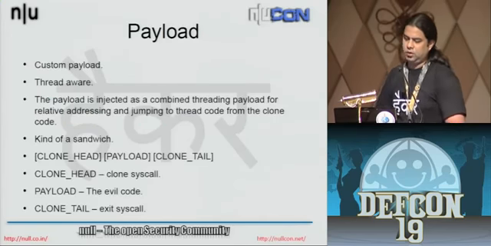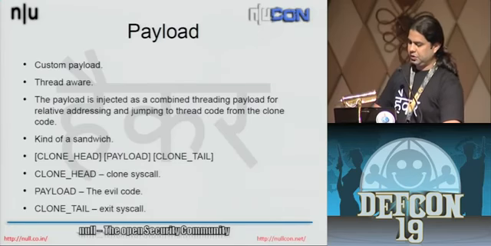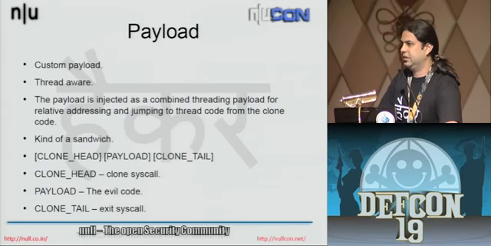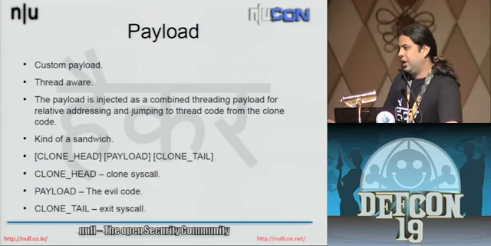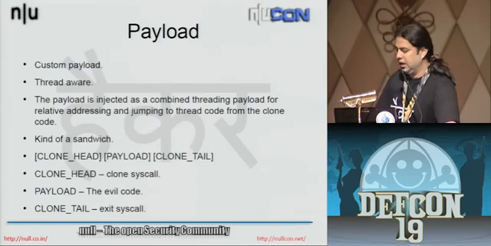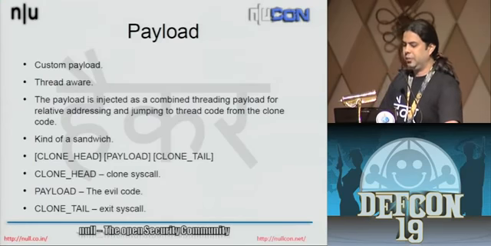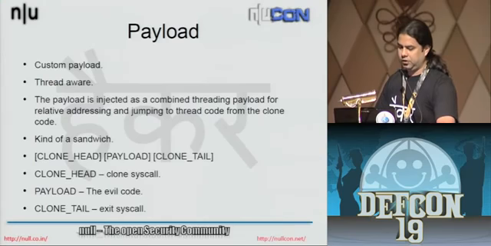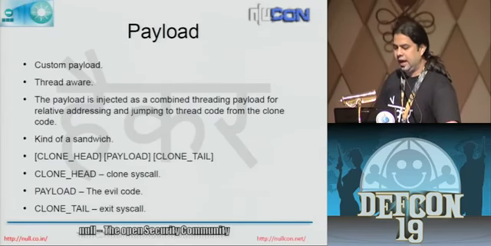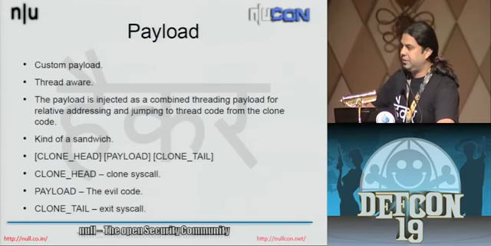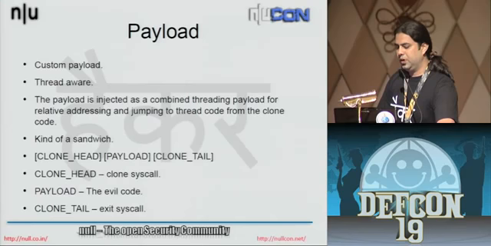So this is how the payload looks. Once you pass the payload to the API, it creates a sandwich wherein it gives the clone head, which is the stub shellcode for the clone system call, and a clone tail, which is just the exit system call. Once it starts executing, in the child, it will jump onto the payload from the clone head, and then eventually to the clone tail, which is the exit system call. And if it is the parent thread, it'll execute the CC instruction and give control back to the tracing process.